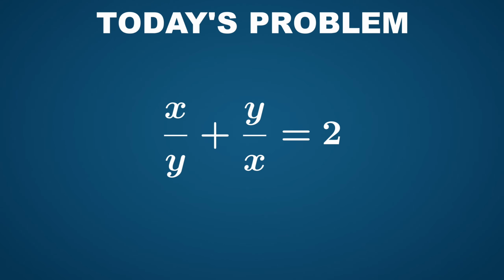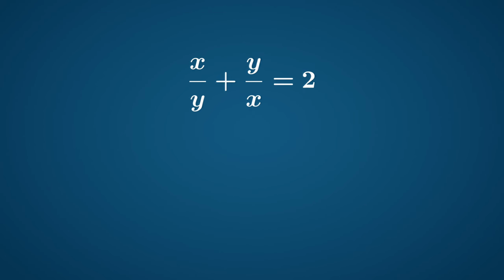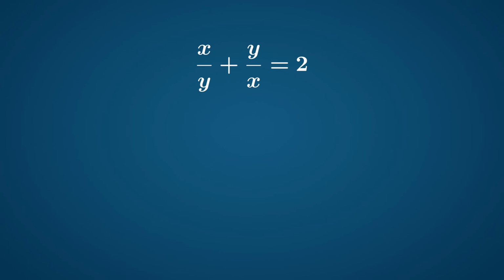Here is today's problem. We have an equation with two variables, x and y. The equation is written as x divided by y plus y divided by x is equal to 2. We want to find the mathematical relationship between the variables x and y that makes this statement completely true.